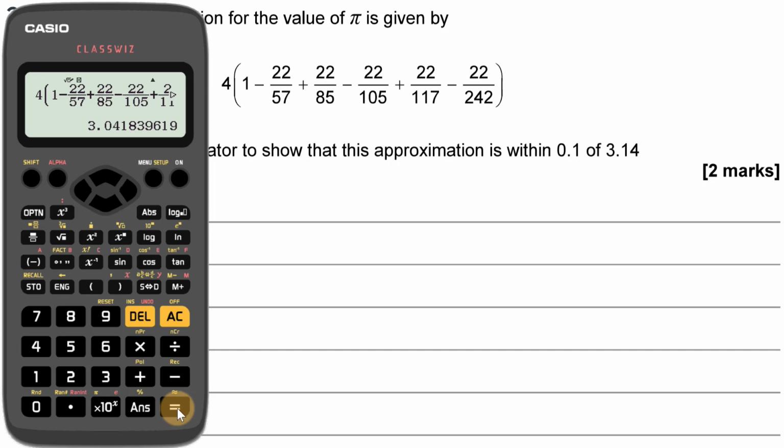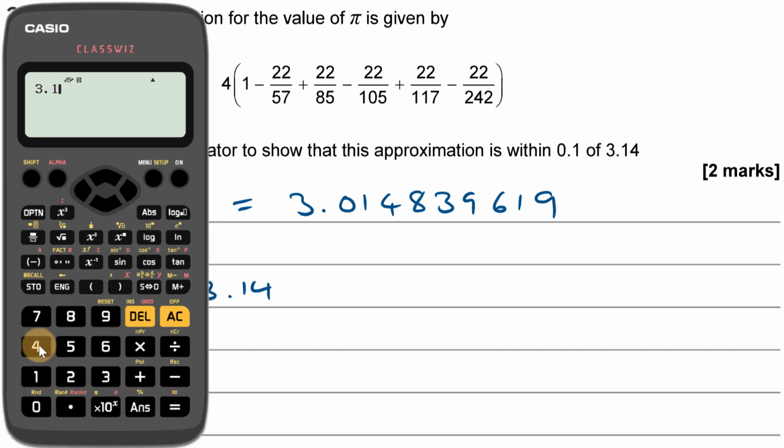So I'm going to write down the full display, 3.0148399619. Okay, so show that the approximation is within 0.1 of 3.14. So if I then subtract that from 3.14, I should be able to show what the difference is between the two. So 3.14 minus 3.0148399619. What's that going to be equal to then?